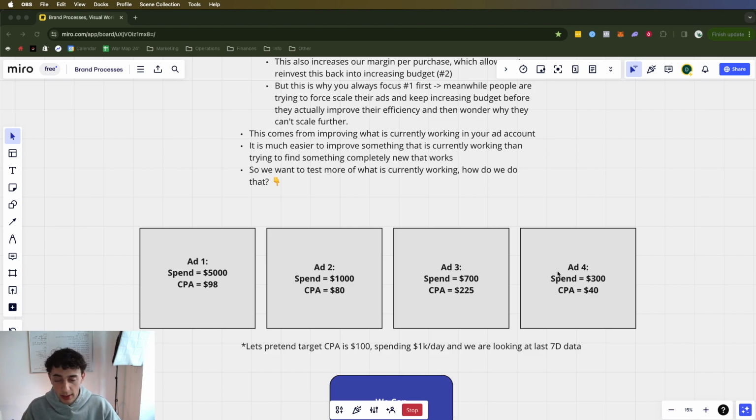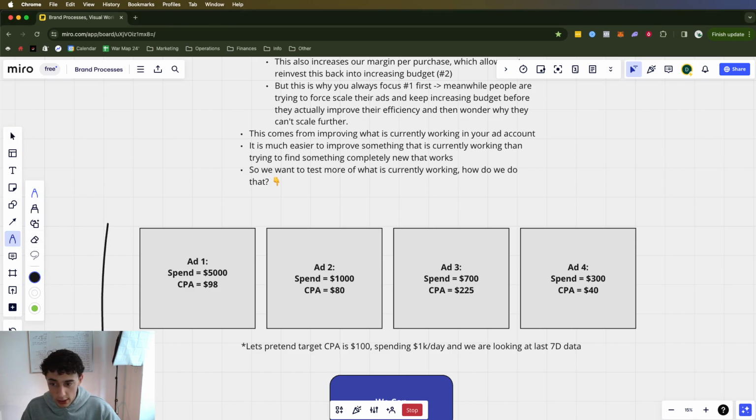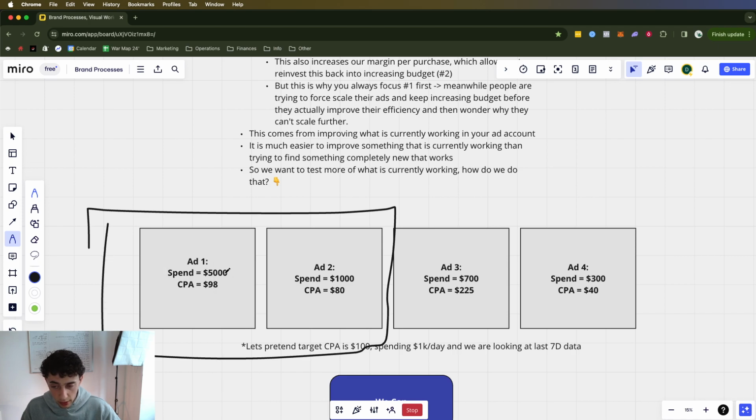So we want to look at the ads that have the biggest impact on the account. And we do that by looking at how much the ad spent. So we want to look at the ads that are spending the most. And in this case, we're looking at these two here. Ad 1 spent the most by far, and it's at the target, at 98. And ad 2, we're doing better than the target at 80, but still spent a decent amount. So these would be the two ads we want to take a look into and spend our time getting better at. Ad 3 is over the target and not spending.